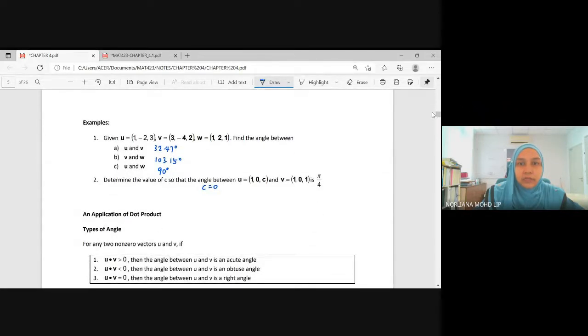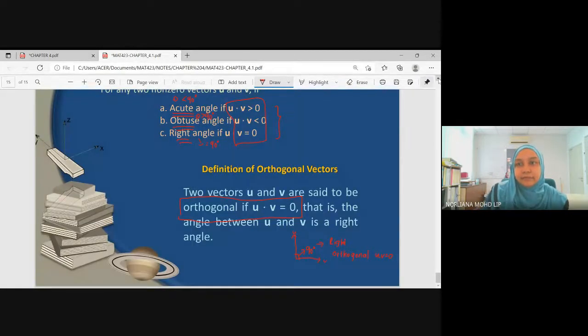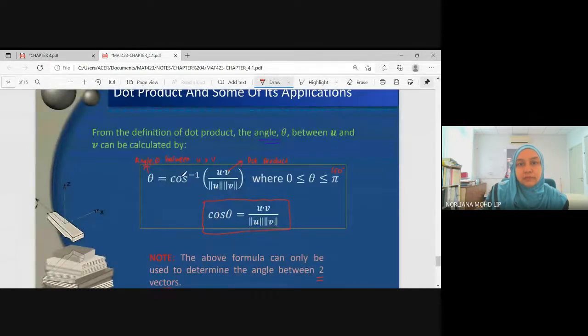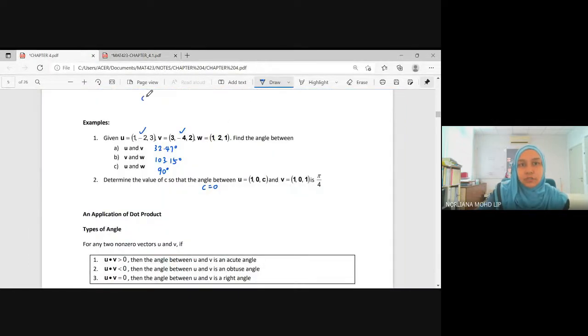So, look at this example: how to find the angle between U and V. Example 1, find the angle between vector U and vector V. To find the angle, which formula do we need to use? You can use this first: cos theta is equal to U dot V divided by magnitude of U times magnitude of V.